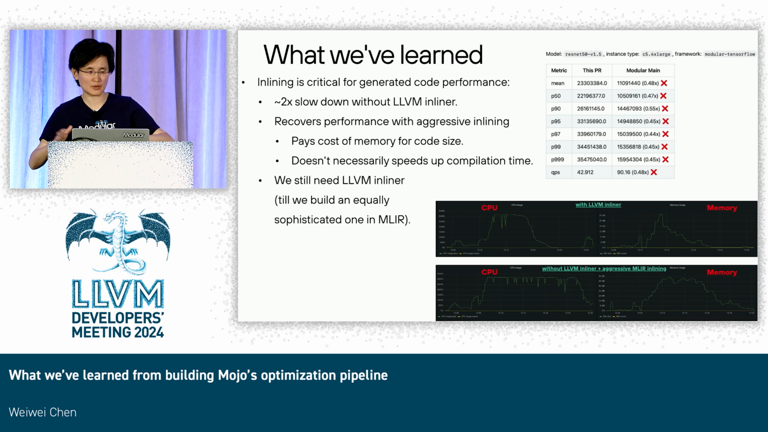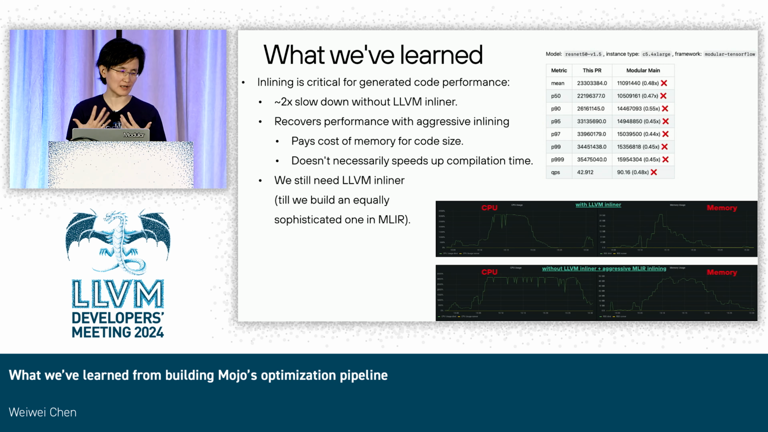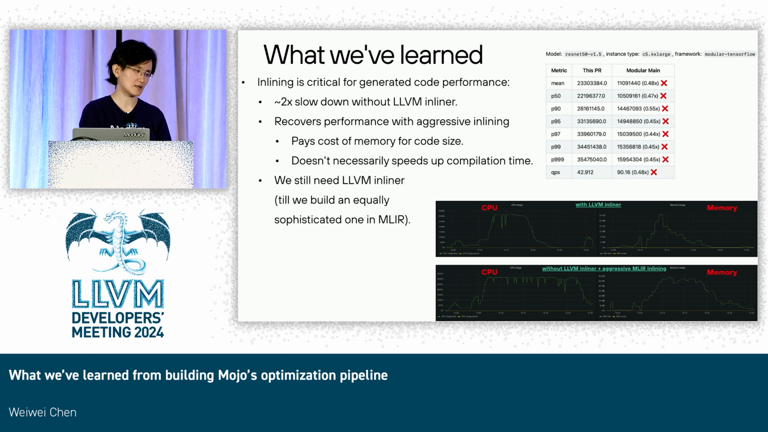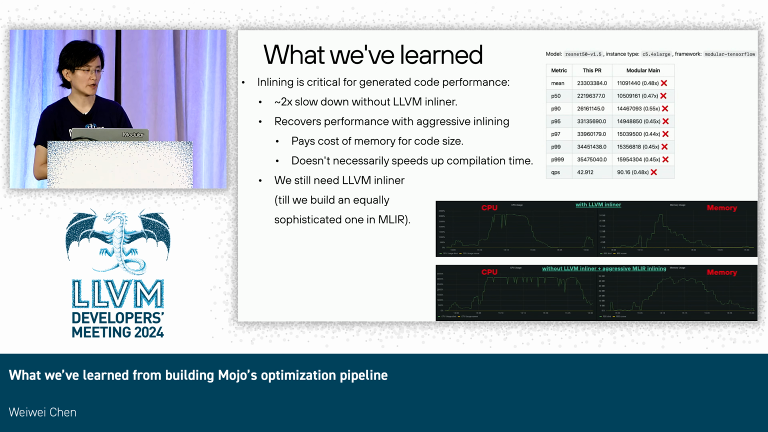So we tried to implement that, and then we realized that actually inlining is quite critical for generated code performance. So we got rid of the LLVM inliner, we got rid of all the IPO passes, and we figured out that for some of the benchmark models that we're running, we get about a 2x slowdown without the LLVM inliner. We can actually recover the performance with a very aggressive inlining strategy at the MLIR level. So we do have an MLIR-level, higher-level inliner. If we become very aggressive there, we can actually get the performance back, but there's a cost that we're paying.